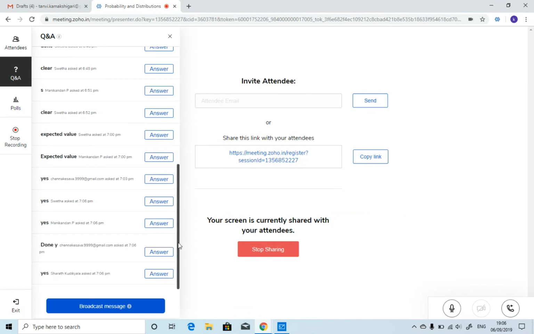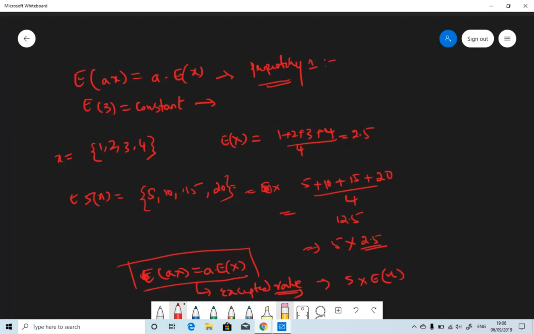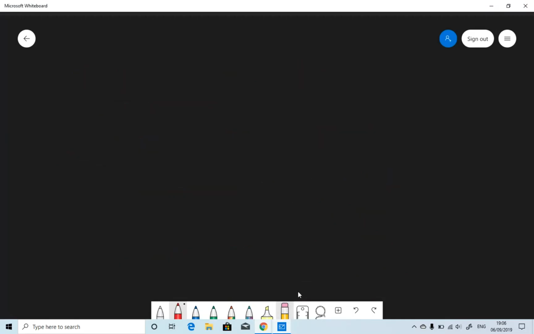Sharath, are you able to follow? This is just the mean, just the average. We are finding the average. Now we are going to do something important, the variance. What is the formula for variance? X minus mu.